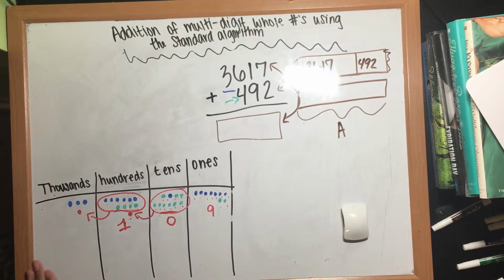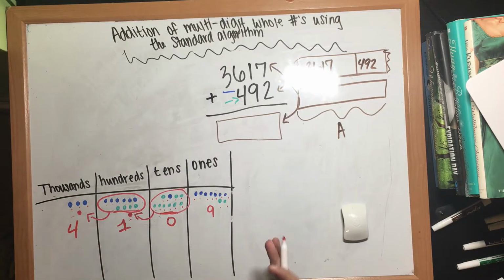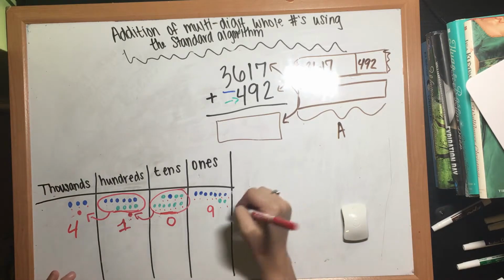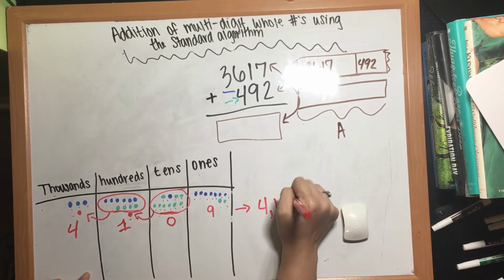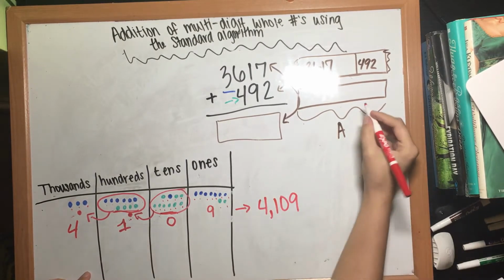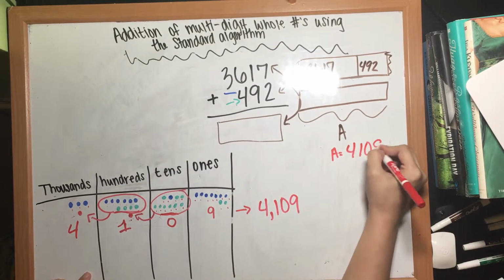Now I'm going to move on to the thousands place. I have 1, 2, 3, 4. Is this number okay for the thousands place? Yes, it is, because it is a single digit number and we do not have 10 to carry over to the 10,000s place. So my final answer is 4,109. So now I can put up here that A equals 4,109.